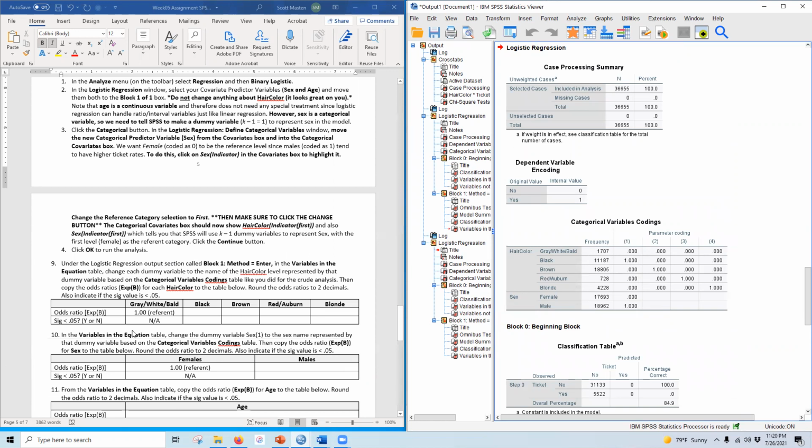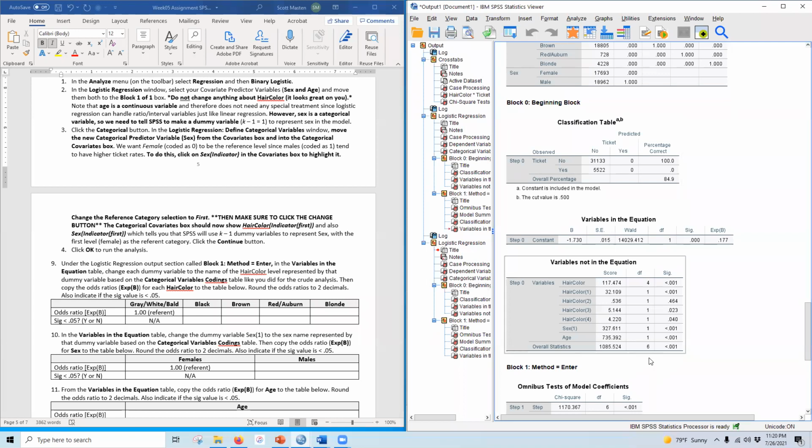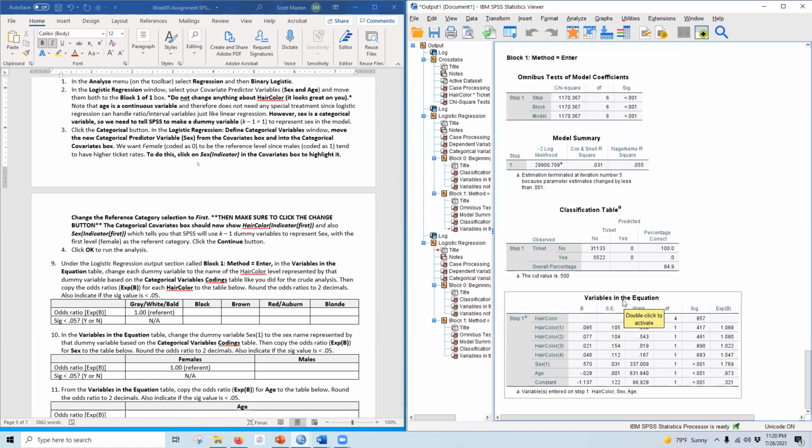And now I will skip to the fun part. Under the logistic output section called block 1 method. So again, you got this block 0 thing. Ignore all this crap for step 0. Go here to block 1. Okay. In the variables in the equation table, that's right here.